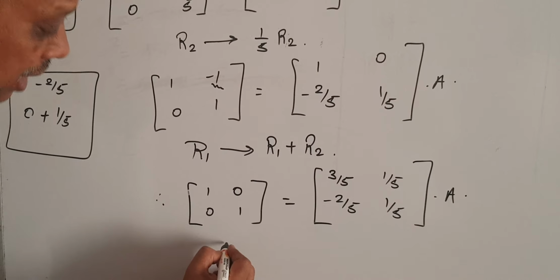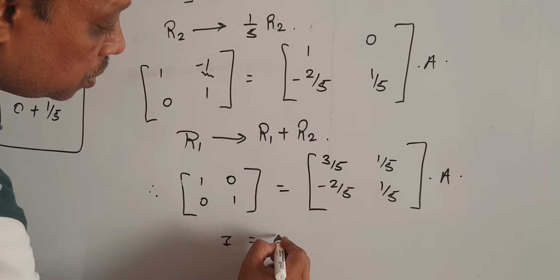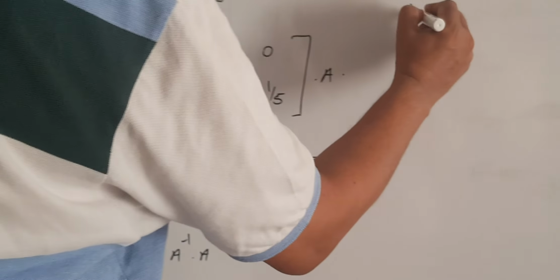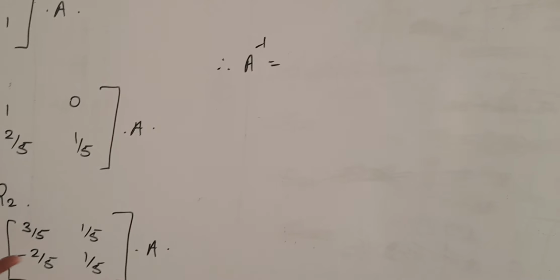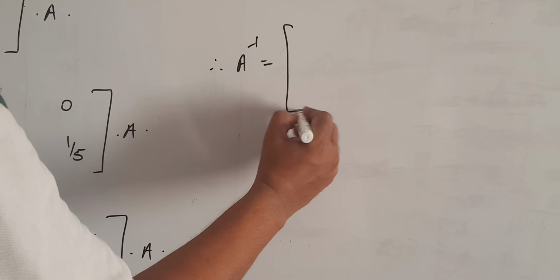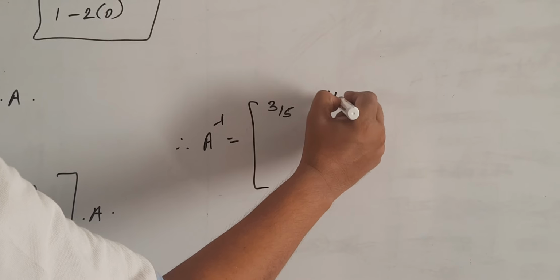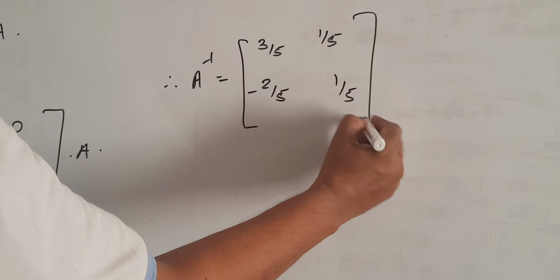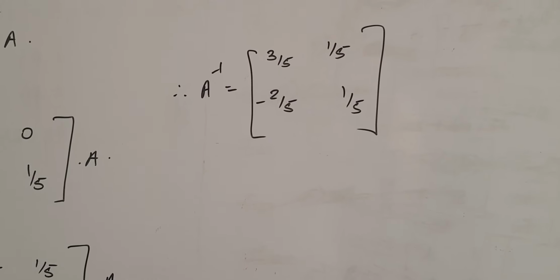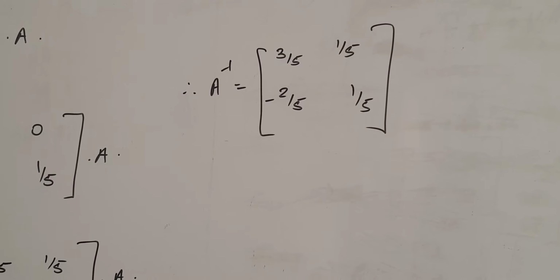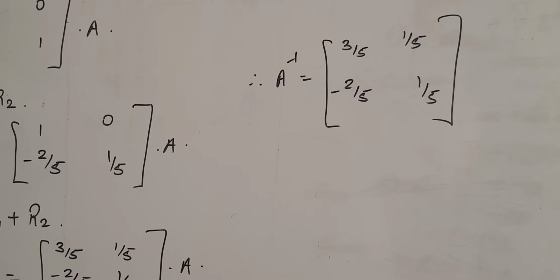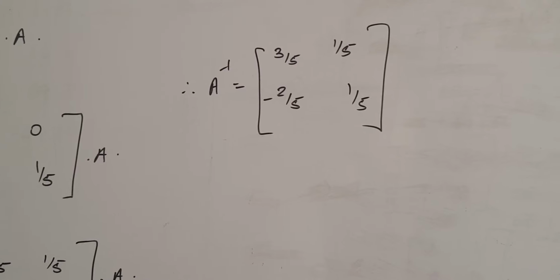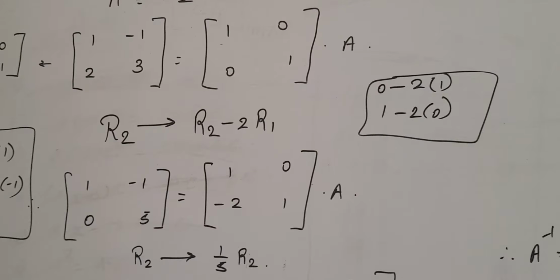But this is nothing but I is equal to A inverse into A. That means your A inverse is what? From this we can say 3 by 5, 1 by 5, minus 2 by 5. So this way we obtain what? Inverse of the matrix by elementary operation. You understood this whole thing?